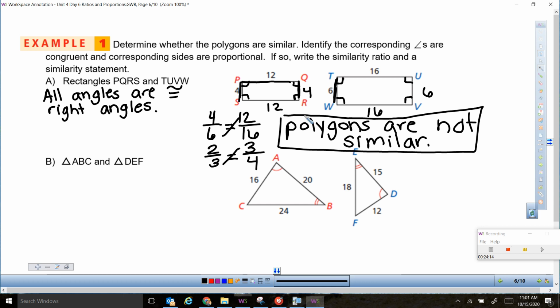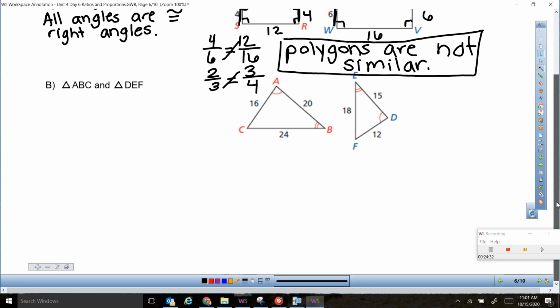Next one, part B. This time we're moving on to some triangles. We have triangle ABC and triangle DEF. So the first thing we need to do is determine if the angles are congruent. So I can say that angle A is congruent to what other angle? 1 arc mark, 1 arc mark, I agree, that would be angle D. And 2 arc marks belong to angle B. So angle B is congruent to angle E.